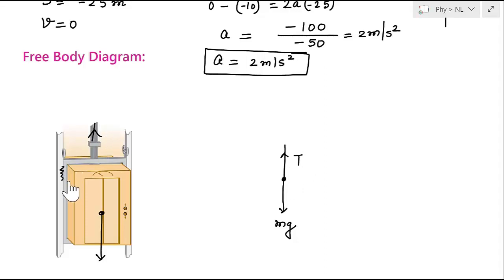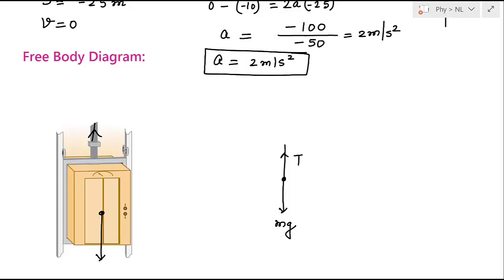We are assuming there is no friction present between the rail, that is a steel rail, and the elevator ball bearings. All these are smooth and there is no friction present at the surface of contact between the rail and the elevator. So this is the assumption that we are making.